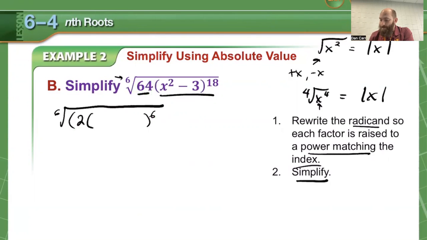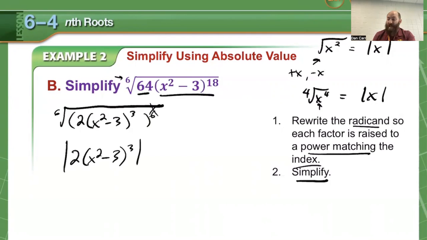I'm still in the parentheses here. And I want to make sure that something raised to the 6th power gives me 18. So that's going to be x squared minus 3 to the 3rd power. Again, everything is inside this 6th power. So 2 is raised to the 6th power, but so is this right here. Okay, so now I'm able to just cancel that out. So what I'm going to be left with is 2x squared minus 3 to the 3rd power, but the absolute value of that. Because again, this could be either number. It could be a positive or a negative number, and we don't know for sure. So we want to make sure we're saying the absolute value of this.